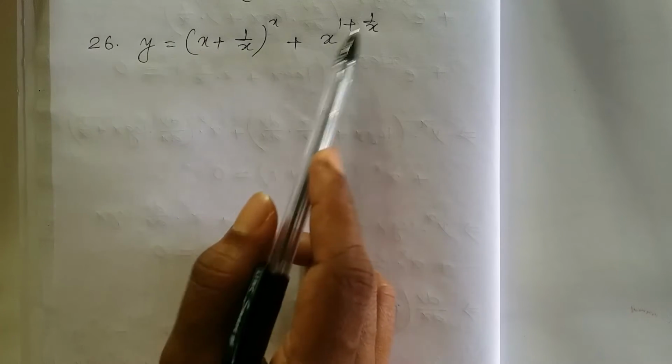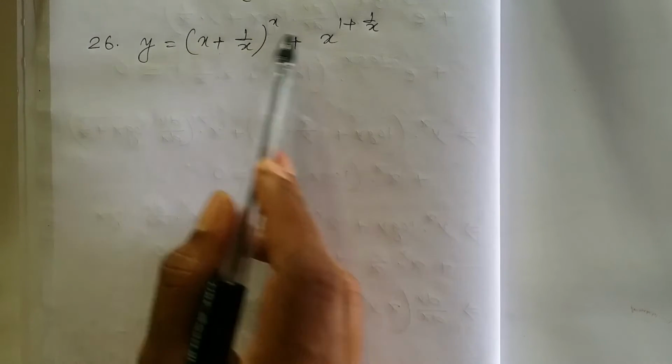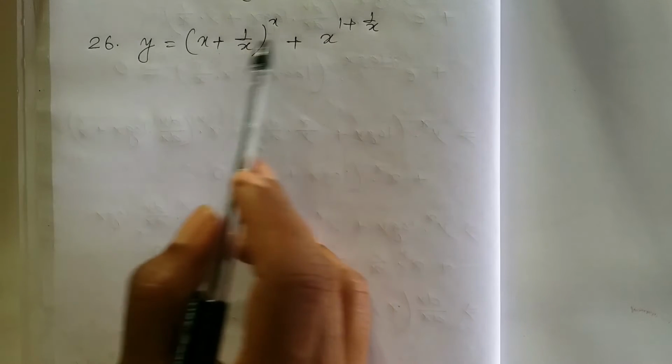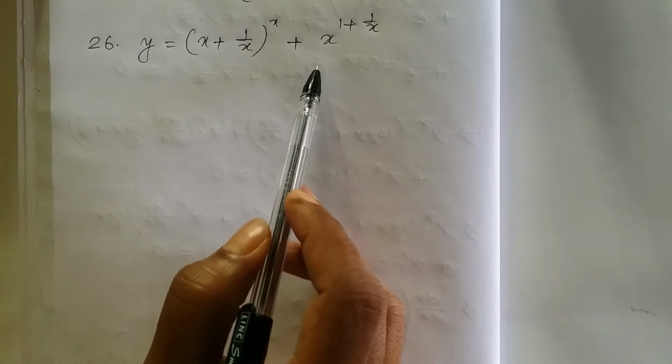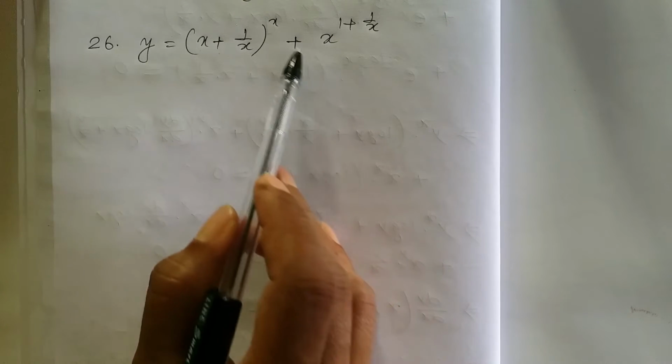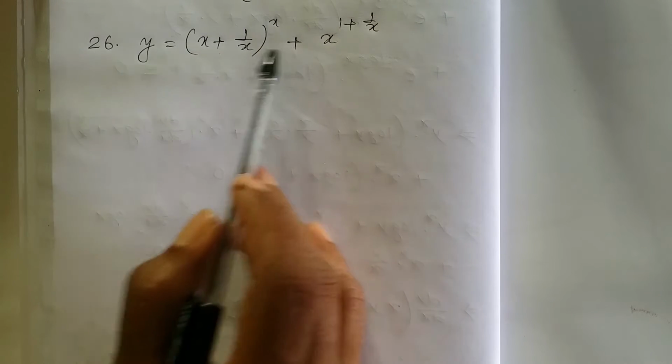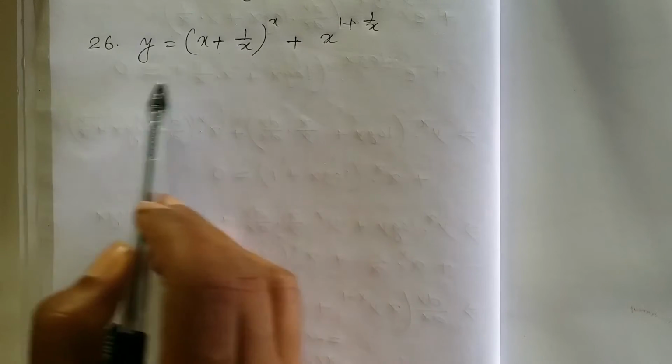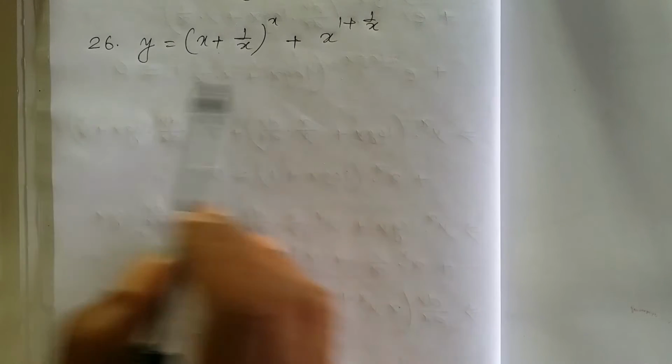Both the functions are of the form function to the power function. Therefore, logarithm is necessary, but we cannot directly take logarithm, because they are connected by plus sign. So you can take u plus v, then dy dx is equal to du dx plus dv dx.